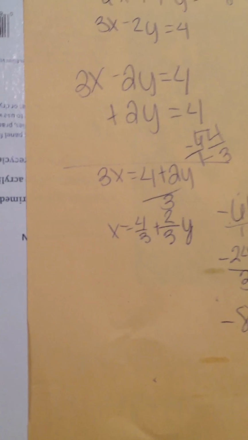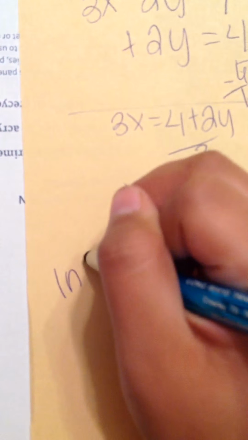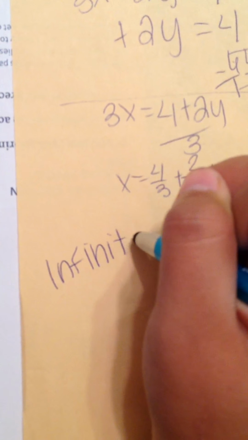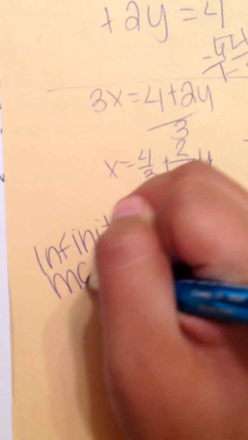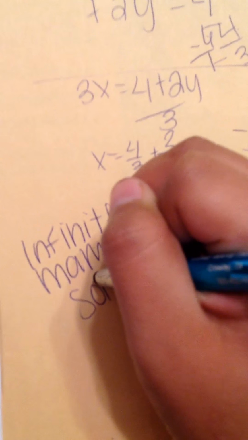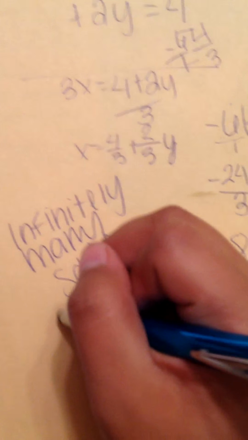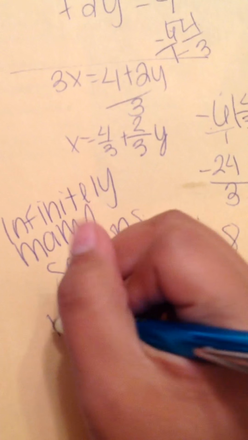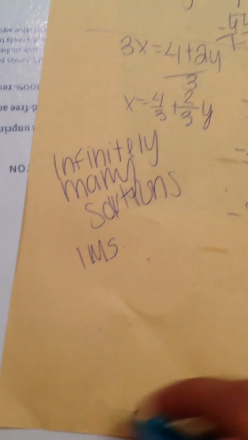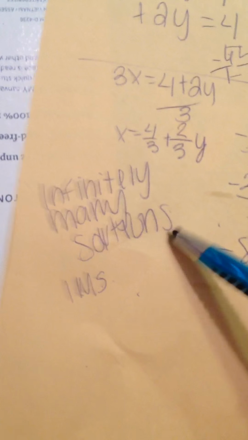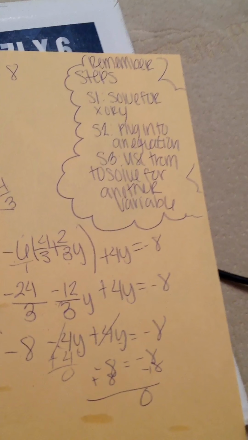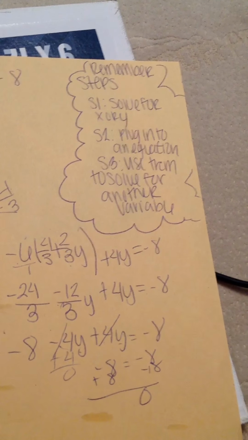When you get to a problem like this, it's called infinitely many solutions. I'm sorry, I can't pronounce that. You can just write that down, or you can put IMS as I do, and if your teacher asks what it is, just say infinitely many solutions. It's a really weird word. Okay, so really what you need to do is just remember these steps, and you're good. Okay, thank you.